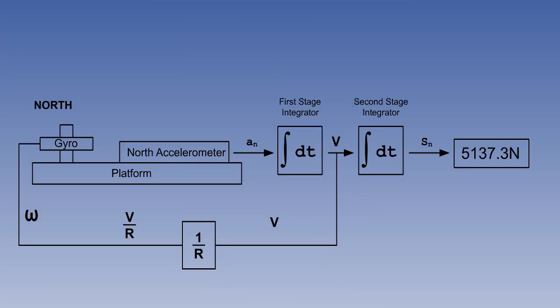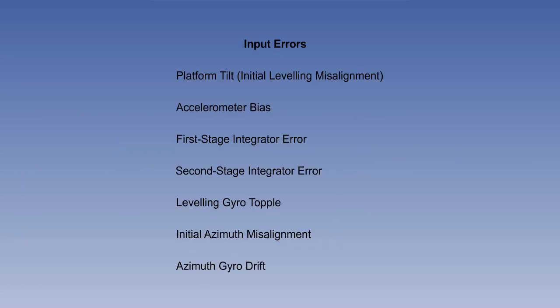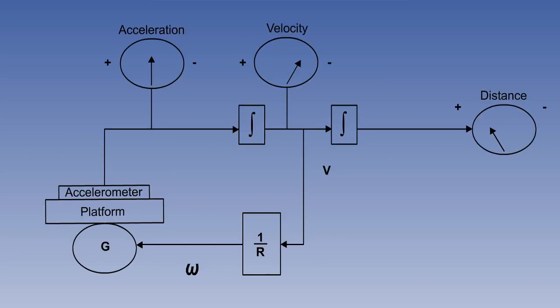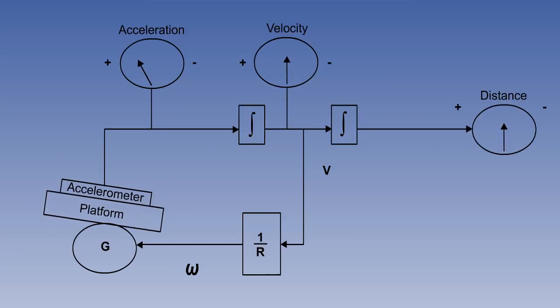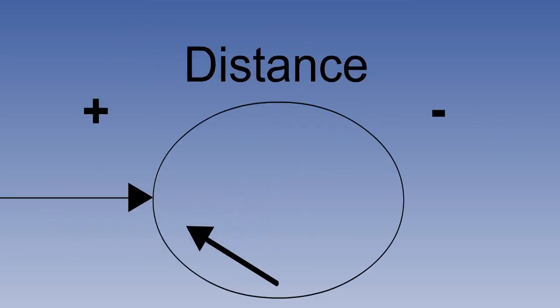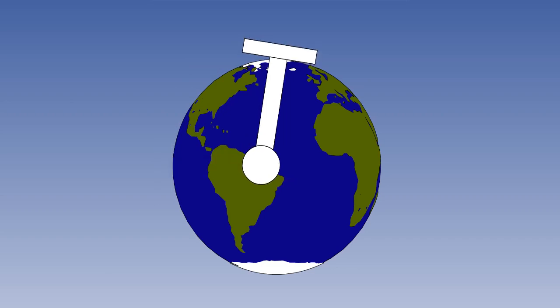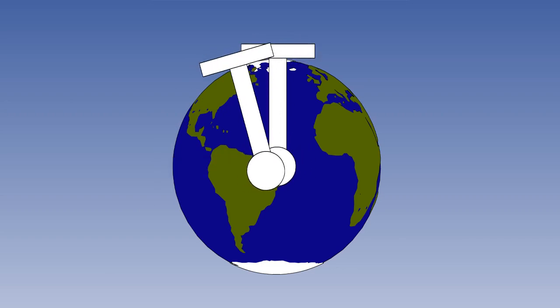Let's summarize this lesson. We reminded ourselves of the basic data flow diagram. Then we identified the sources of error. We looked at sources of error within the V over R loop. And we saw why Schuler oscillations happen. We reminded ourselves of the pendulum analogy for normal platform stabilization, and then extended it to include the platform not being level at the start.